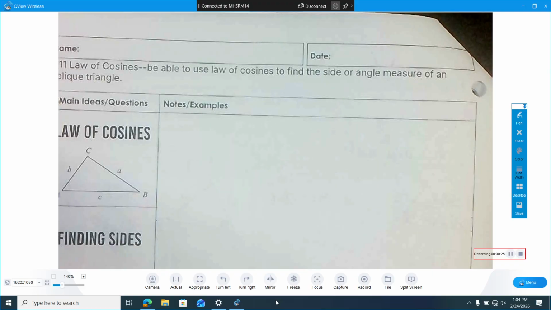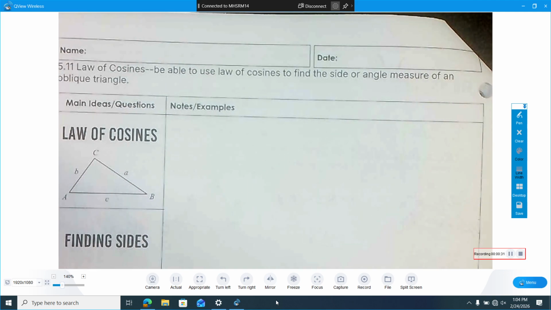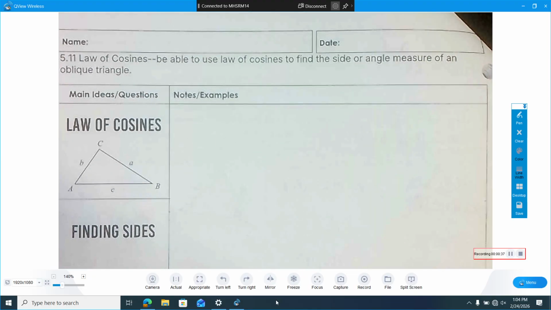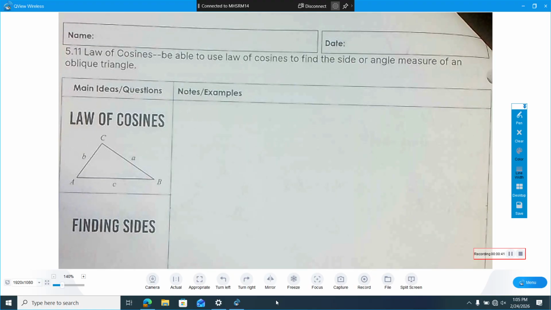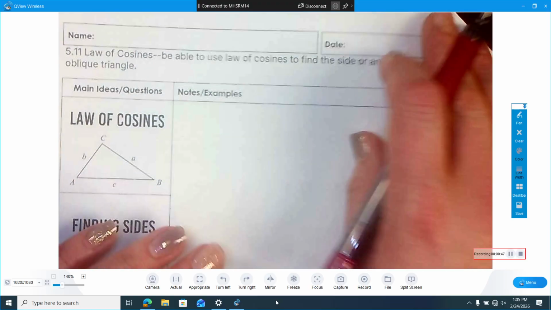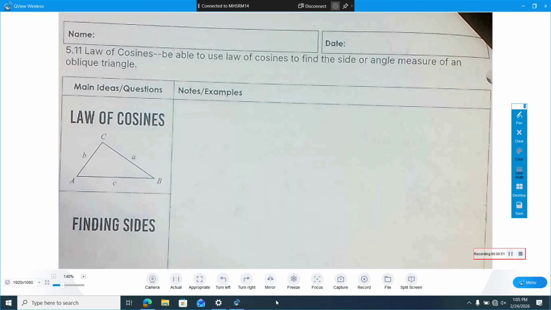But law of cosines turns out to be a lot easier. There's nothing weird with law of cosines that we have to look out for. But the solving can be a little bit complicated. So really it's just calculator work and it's a formula. I was going to derive how to get that formula, but I'm not going to. We are just going to write it down.